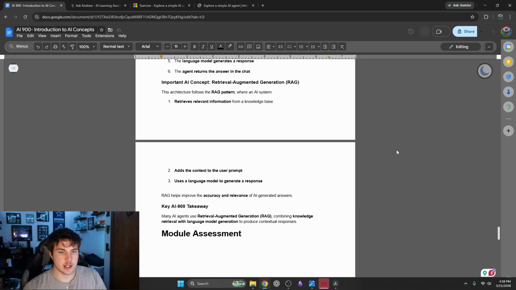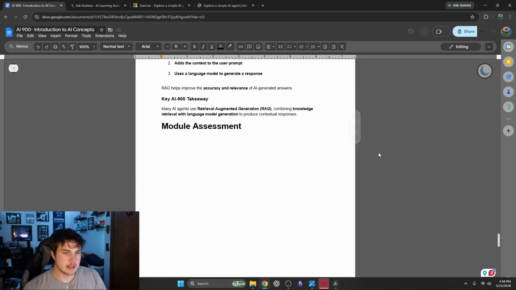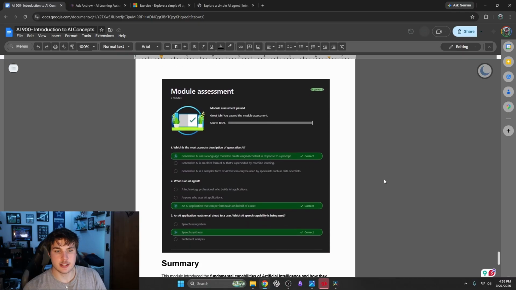So the module assessment. First question, which is the most accurate description of generative AI, with the answer being generative AI uses a language model to create original content in response to a prompt. Question 2, what is an AI agent? An AI agent is an AI application that can perform tasks on behalf of a user. Question 3, an AI application reads email aloud to a user. Which AI speech capability is being used? And that is speech synthesis or text-to-speech.